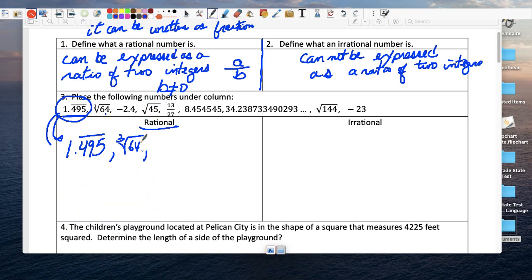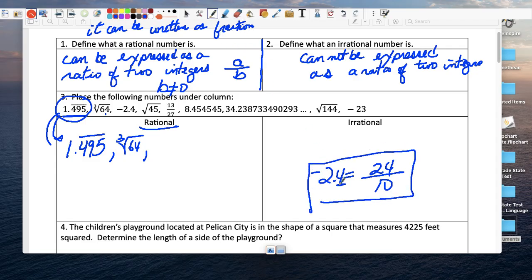Negative 2.4. Can I write that as a fraction? Well, the 4 is in the tenths place, so we put 24 on top over 10. We can simplify to 12 over 5, and then change that to a mixed number, but we don't even have to do that. My point is, can you take negative 2.4, which is a terminating decimal, one that ends right here, doesn't go forever, doesn't repeat, and write it as a ratio of two integers? Was I able to do that? Yes. In that case, it's rational.